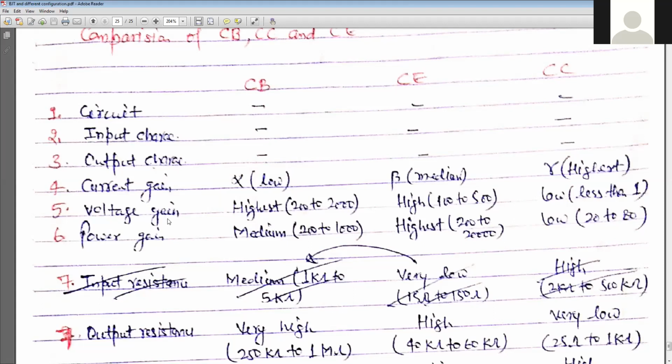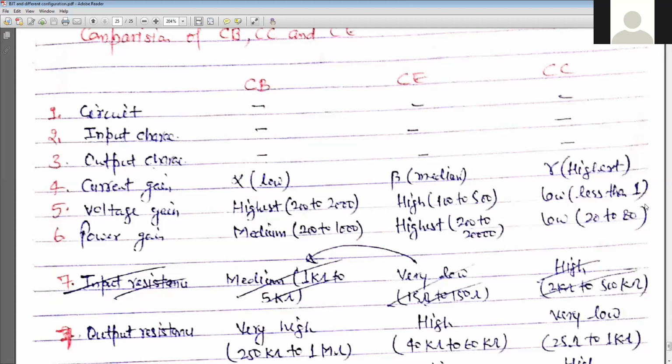Now if you see the voltage gain, the voltage gain in the case of common base will be the highest, because the current gain is the lowest. So it will be 200 to 2000. In common emitter, both are high, 100 to 500. In the case of common collector, since your current gain is highest, the voltage gain is less than 1, and that is low.